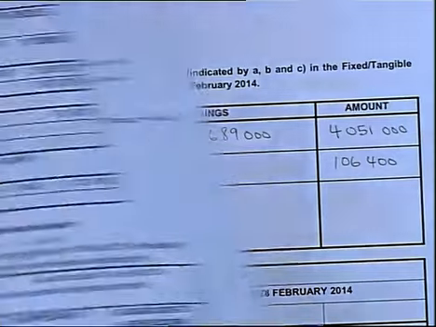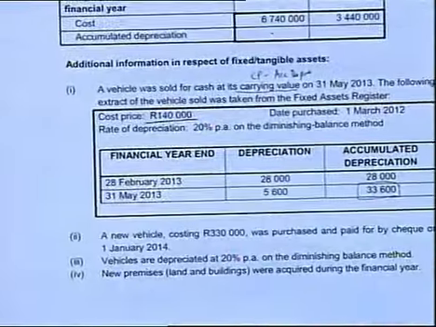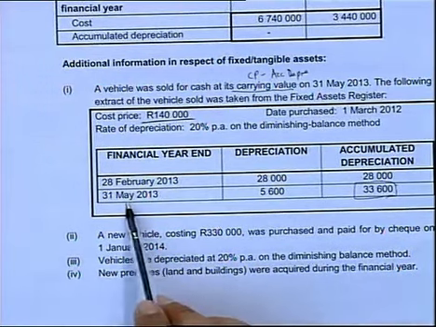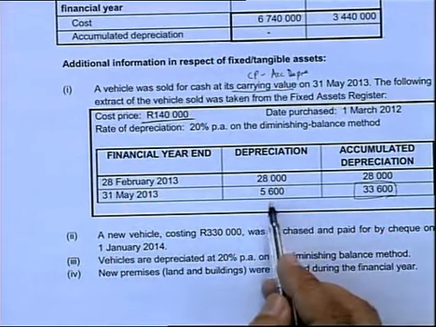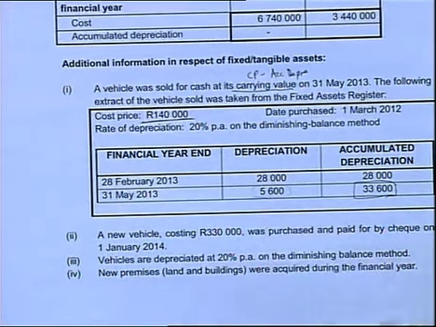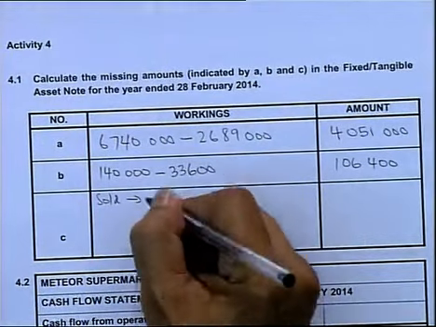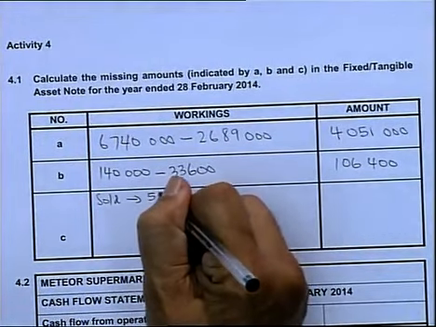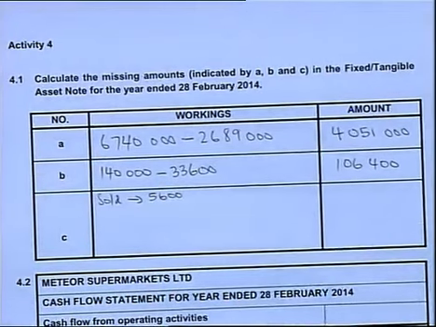So if you look at the fixed asset register, the depreciation on the vehicle sold, that is 5,600. Okay, so there's no calculation that was calculated for us, so that was 5,600.